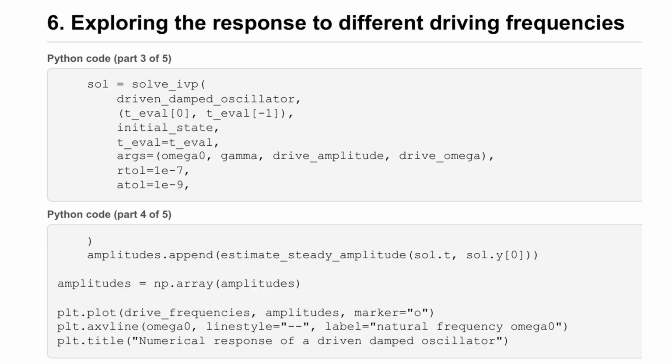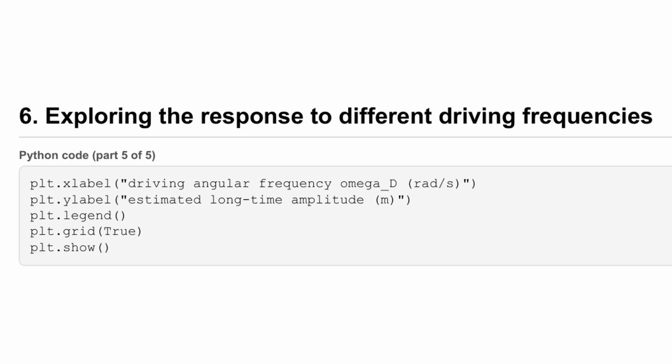Inside the loop, we solve the initial value problem for each frequency. This approach allows us to automatically gather data across a range of parameters, without writing repetitive code for each individual case. This code finalizes the parameter scan plot. We set the axes and labels to display the estimated long-time amplitude against the driving angular frequency. The resulting graph will serve as our diagnostic for resonance.